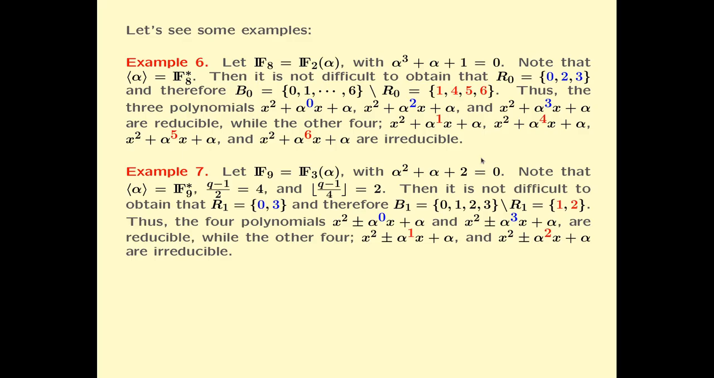Let's see another example. We now take F9 constructed in this way and again observe that alpha is a primitive element. For this example, (q minus 1) divided by 2 is equal to 4, and the floor of (q minus 1) divided by 4, between these two brackets, is equal to 2. Then it is not difficult to obtain that capital R1 for this example is equal to 0 and 3, and therefore capital B1 becomes equal to 1 and 2. Thus, these four polynomials are reducible, while these other four polynomials are irreducible.